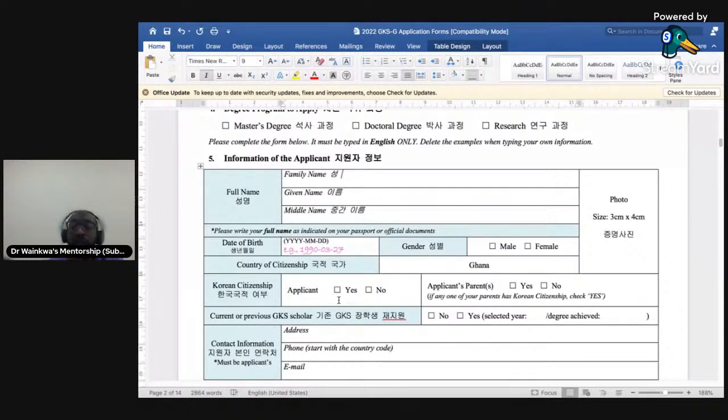Okay, the applicant's parents. If any of your parents have Korean citizenship, you have to check. So again, another tip is that if one of your parents has a Korean citizenship, you're not eligible for this scholarship.